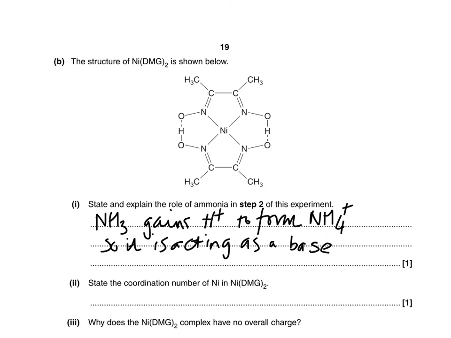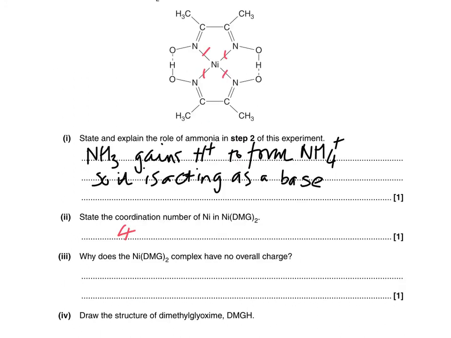Right, coordination number. That's the number of coordinate bonds. So we have 1, 2, 3, 4 coordinate bonds, giving us a coordination number of 4.